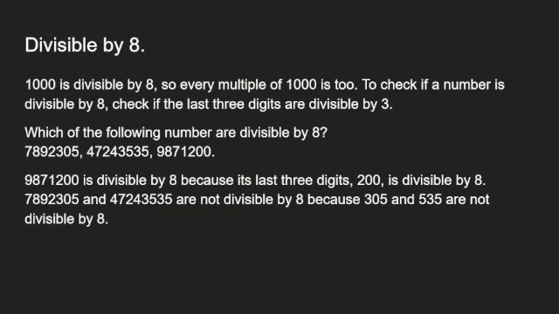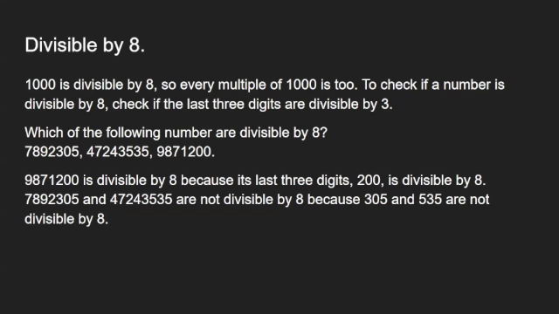Divisible by 8. 1000 is divisible by 8, so it's every multiple of 1000. To check if a number is divisible by 8, check if the last 3 digits are divisible by 8. Sorry, there's a typo.